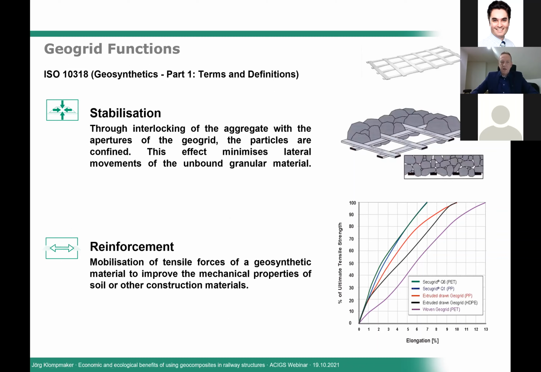This, of course, leads to the second function. We need a stabilization function to allow mobilization of tensile forces in the geosynthetic as a result of the loading on top of our railway structure. So with the stabilization function and the loading on top of our railway track, this mobilizes tensile strength in the reinforcement. And of course, depending on the stiffness of the product, different strength properties can be mobilized. We'll look at that also at a later stage of this presentation.